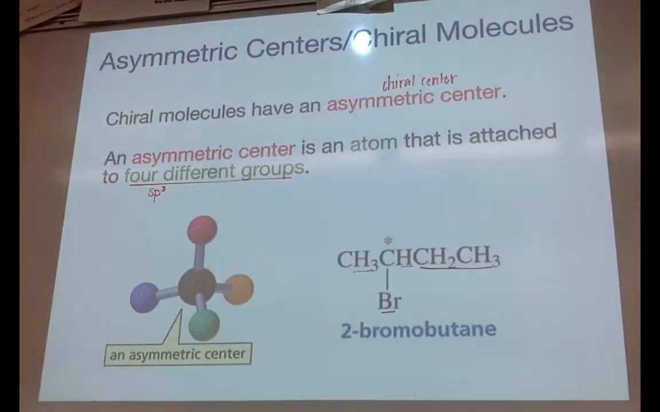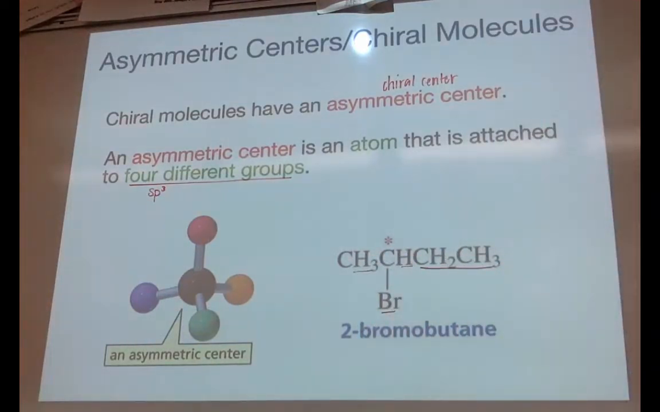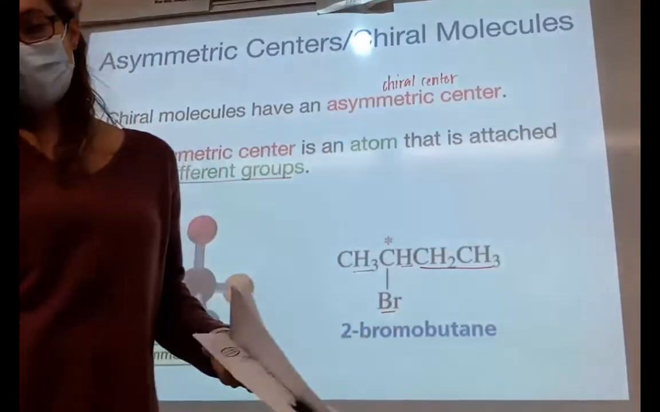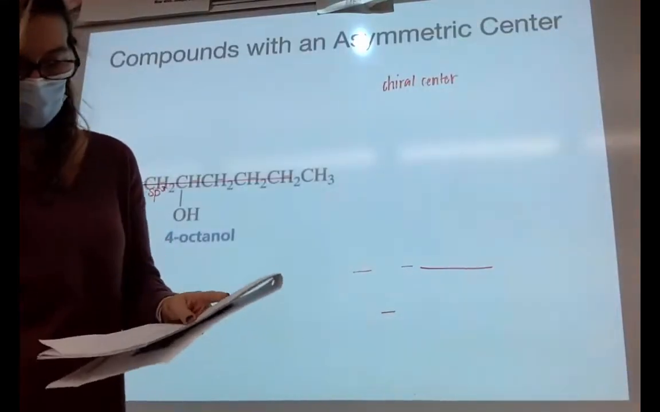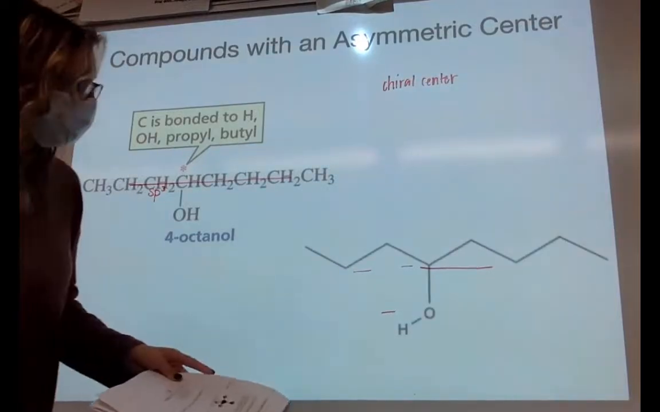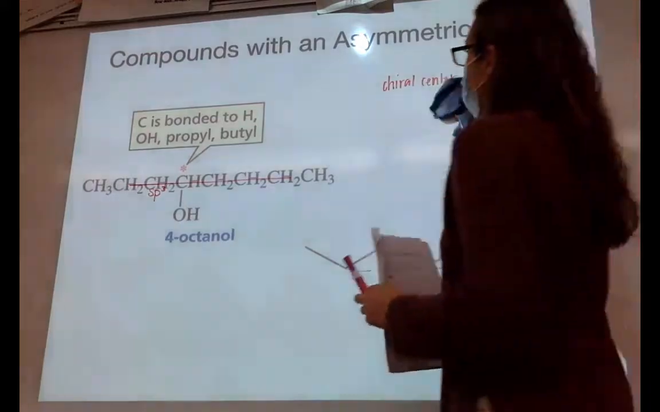If you have 2 hydrogens, it's not a chiral center. So if instead of CH3 this was a hydrogen, it can't be a chiral center because that carbon is attached to 2 hydrogens. So it always has to be 4 different groups in order to be a chiral center. So this shows a couple examples, and you have this kind of in the notes on the slides as well.